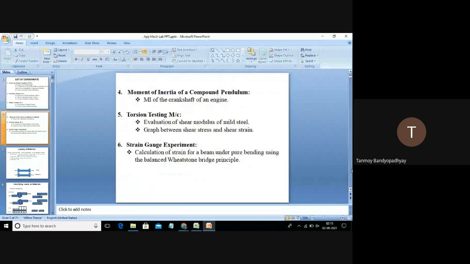Fourth one is the moment of inertia of a compound pendulum. So you have heard of a simple pendulum. Okay, so what is the difference between a simple pendulum and a compound pendulum? I hope you have studied. Whenever the mass is concentrated at one point, at the bob actually, you are having a simple pendulum. And whenever the mass is distributed all over the body, which is a very general case actually, in that case we call it a compound pendulum.